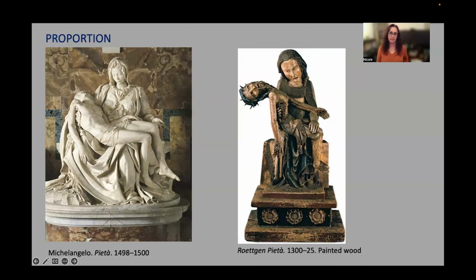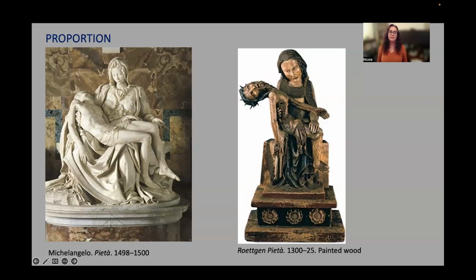Proportion is different from scale. Proportion is the size relationship of parts to a whole. So a change in proportion can make a major difference in how we experience a given subject. This becomes apparent when we compare these two pietas, pietà meaning pity in Italian, and it refers to a depiction of Mary holding and mourning over the body of Jesus.